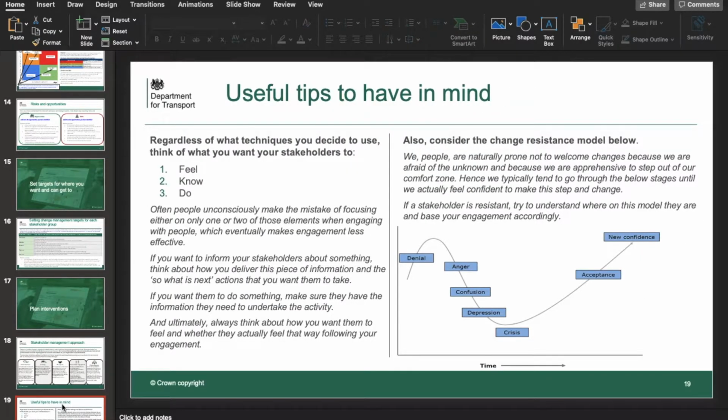It's good to consider 3 things regardless of the techniques you're using. Firstly, you want to try to understand how your stakeholders feel towards that transition. Then you need to make sure that they know what is expected of them and what your ask actually is. Then and only then can they carry out the doing.